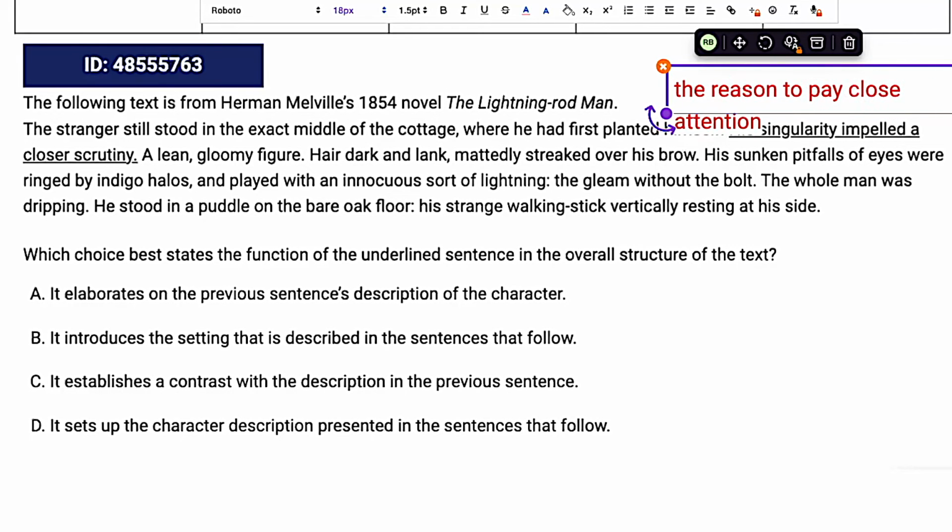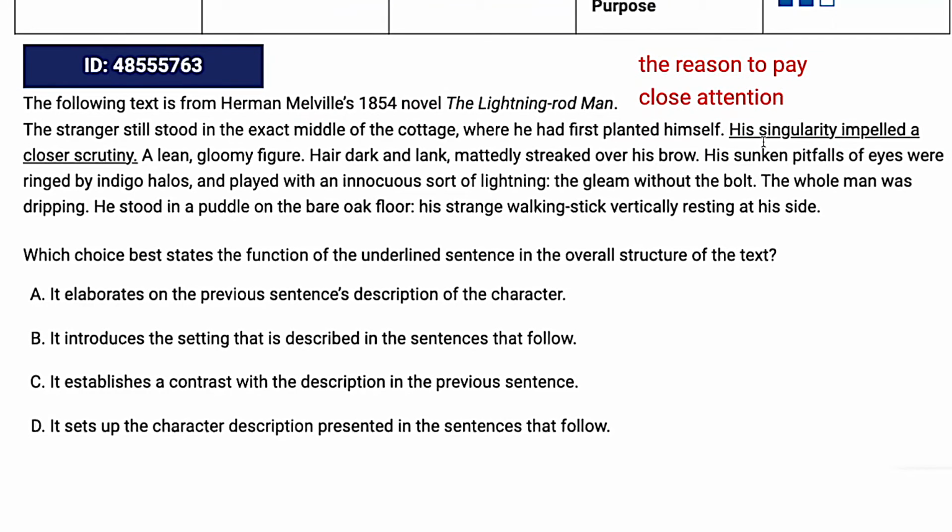So the reason to pay close attention, and I guess we could say that reason was his singularity. And in this case, it seems like singularity sort of means his specialness, his uniqueness, right? Okay, so I've done my analyze, I've done my clarify. I'm going to move on to eliminate.